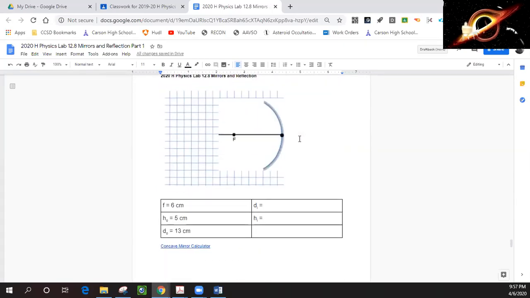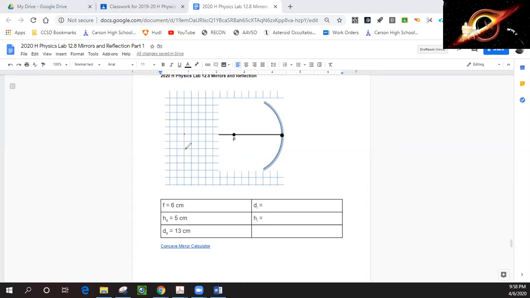So here's an example here. Here we have a concave mirror, and we have some initial information. Let me go ahead and do our drawing tool. It says here the focal length is 6 centimeters. So that means from right here, 1, 2, 3, 4, 5, 6. So that's the focal length. This is 6 centimeters. And it says the distance of the object, DO, is 13 centimeters. So if this is 6 here, this would be 7, 8, 9, 10, 11, 12, 13. So about right here is where the object is going to be, at 13 centimeters.